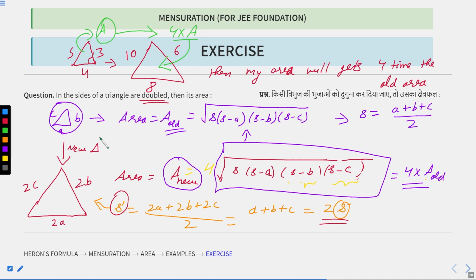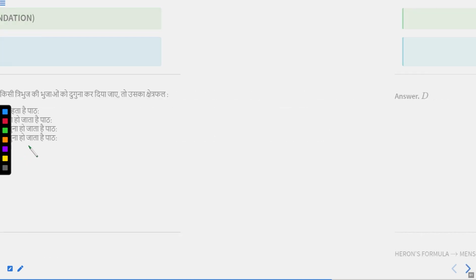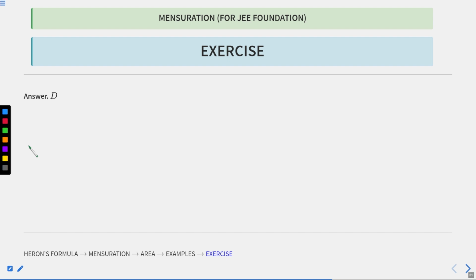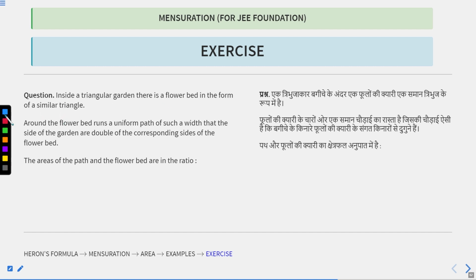Okay, so let's move. So the area becomes 4 times. Okay, so option D is correct. Okay, I hope it is very clear to you. Now let's move to the next problem.